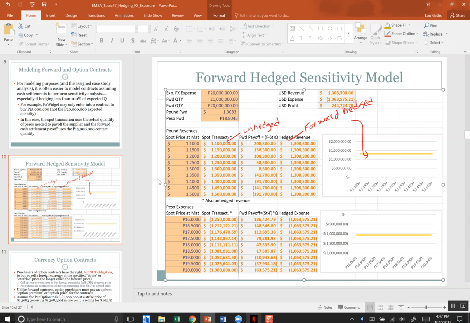All right, so that's the big picture. Is this related to stock options or not? It is a stock option, except it is a currency option. So a stock option is an option to buy or sell a stock at an agreed upon price, but you can walk away.